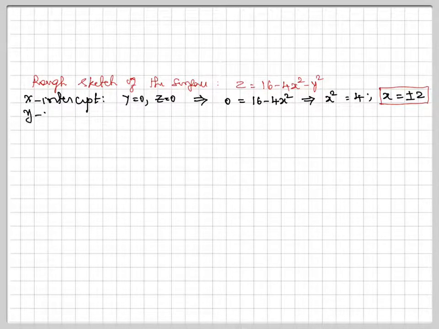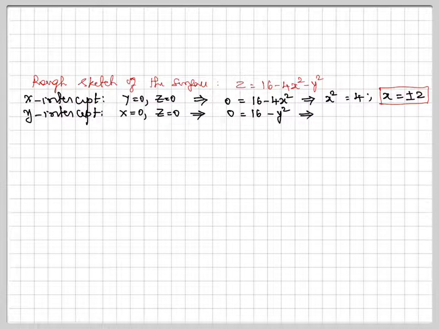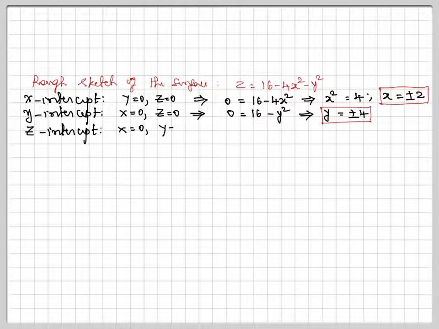In the same way, the y-intercept is obtained by setting x equal to 0 and z equal to 0, which gives us 0 equals 16 minus y squared. So y squared equals 16, or y equals plus or minus 4. So the surface intersects the y-axis at plus 4 and negative 4. Then the z-intercept is obtained by setting x equal to 0 and y equal to 0. So we get z equals 16 when we substitute these values into the original equation of the surface.